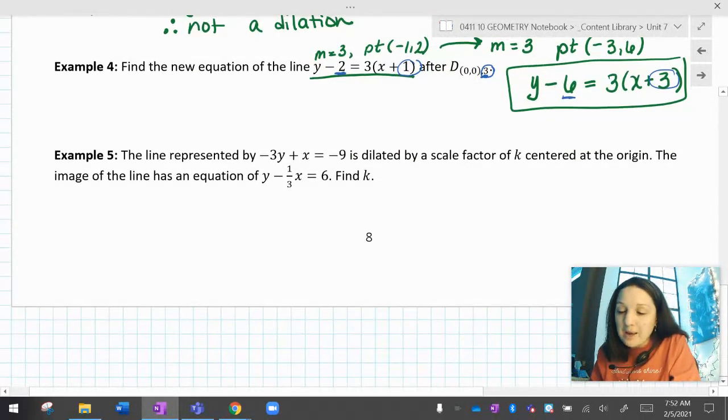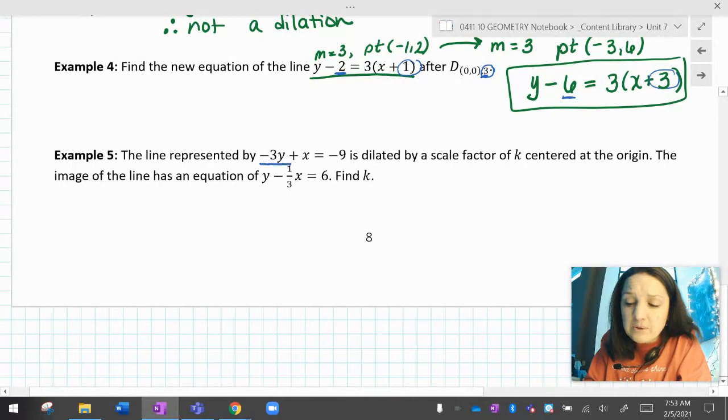The line represented by negative 3y plus x equals negative 9 is dilated by a scale factor of k centered at the origin. The image of the line has equation y equals negative 1/3 x plus 6. Find k. Whoa. The only forms of a line that you should really enjoy working with are point slope form or slope intercept form. y equals mx plus b or y minus y1 equals m(x minus x1). Anything else, for most uses, kind of garbage.